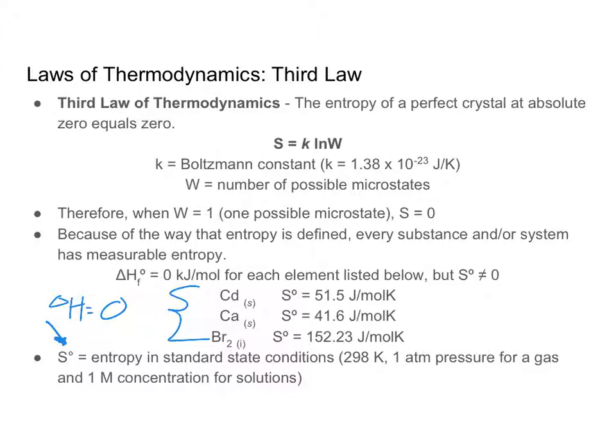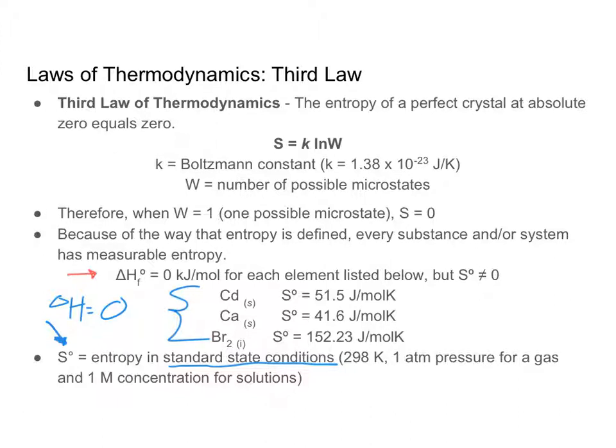That little circle refers to the fact that we are in standard state conditions, and standard state conditions are defined as 298 Kelvin, 1 atmosphere of pressure for gases, and 1 molar concentration for solutions. So you'll note up above, I have change in enthalpy of formation in its standard state. I'm making the assumption that we are at 298 K, 1 atm pressure for a gas, and 1 molar concentration for solution. So anytime you see that little circle, that's telling you that you are at standard state conditions.